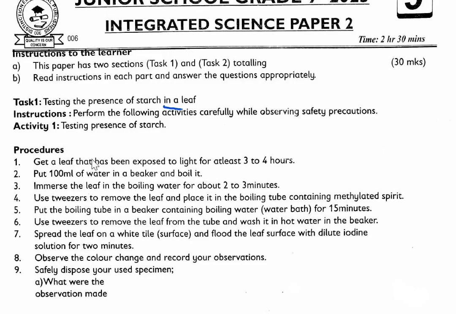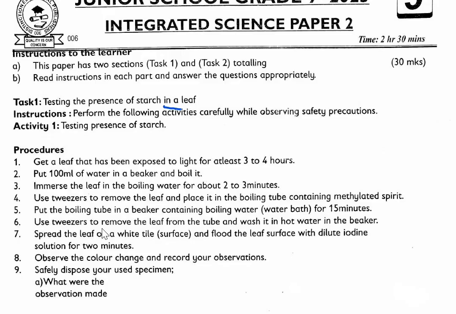The procedure is here. 1. Get a leaf that has been exposed to light for at least 3 to 4 hours. 2. Put 100 milliliters of water in a beaker and boil it. 3. Immerse the leaf in the boiling water for about 2 to 3 minutes. 4. Use tweezers to remove the leaf and place it in the boiling tube containing diluted spirit. 5. Put the boiling tube in a beaker containing boiling water, that is water bath, for 15 minutes.